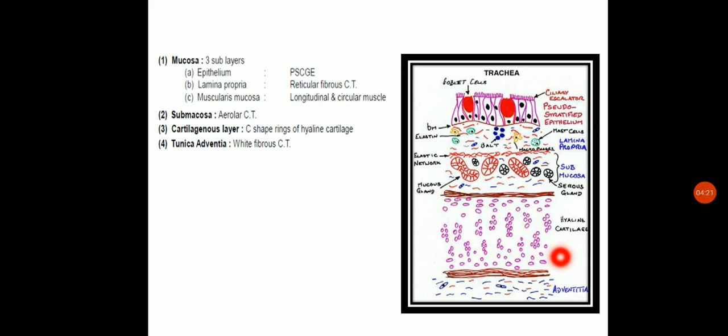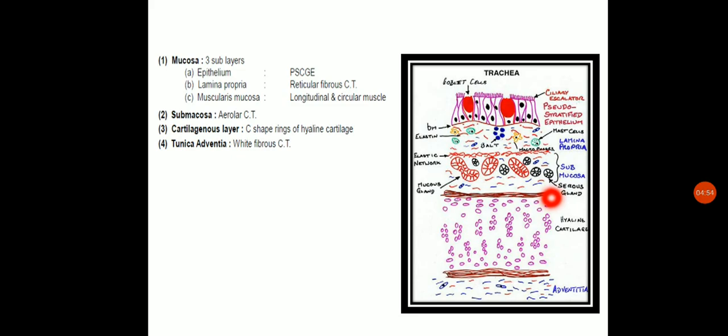The first layer is the tunica adventitia, the second is the hyaline cartilage, and the third is the submucosa. The submucosa is made up of areolar connective tissue, and this is the site where different types of glands are present, like the mucus glands, responsible for secreting mucus into the cavity, and the sebaceous glands. These are the different glands present in the submucosal layer.